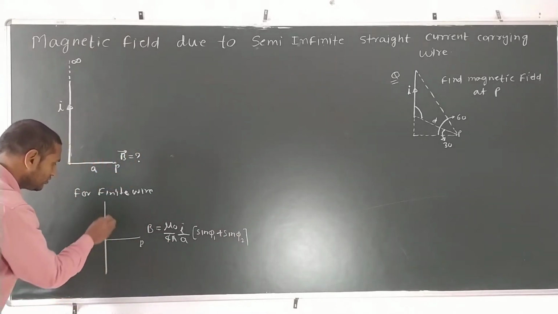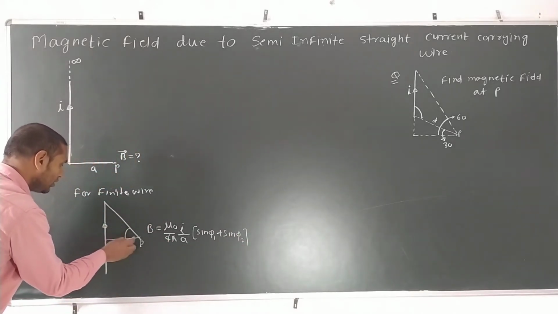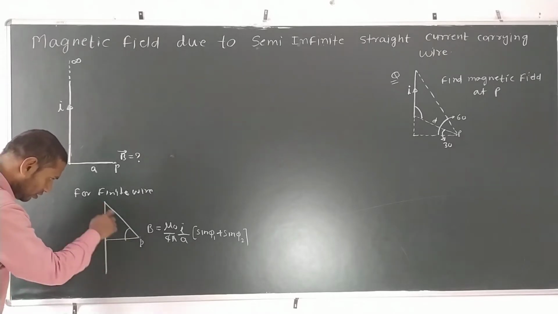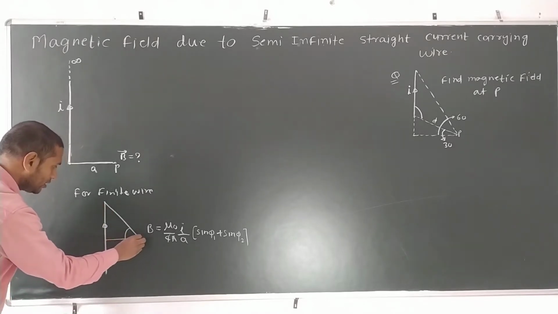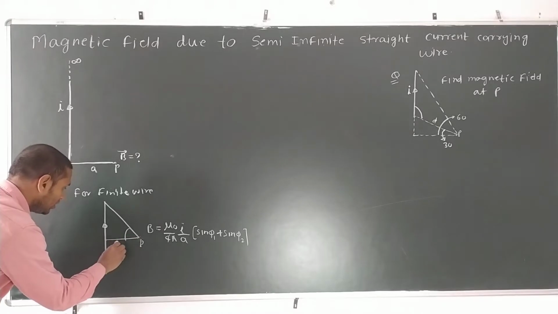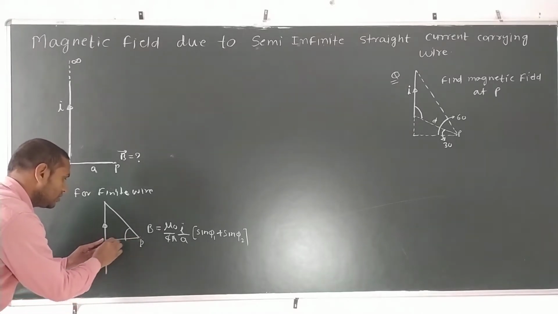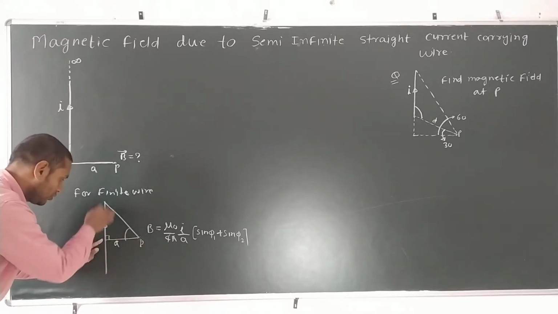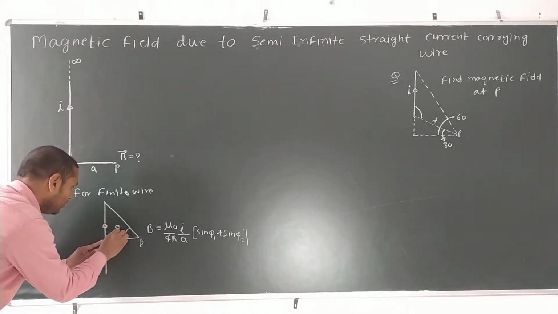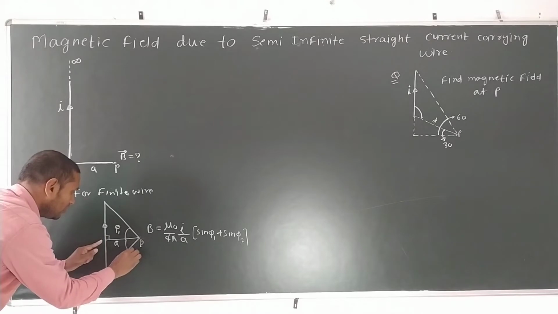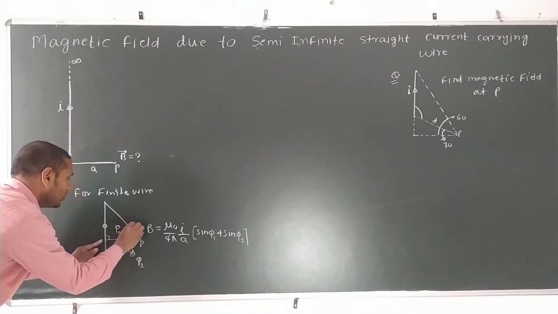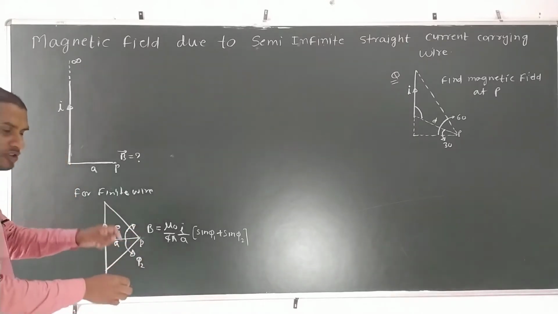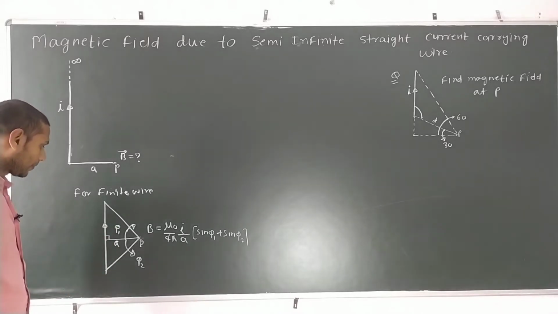What is sin phi 1? What is phi 1? Phi 1 is the angle between the line joining one end and point P, and the perpendicular distance between the wire and the point P. A is the perpendicular distance from the wire to point P. This is phi 1 and this one is phi 2. Phi 1 and phi 2 are opposite in direction.